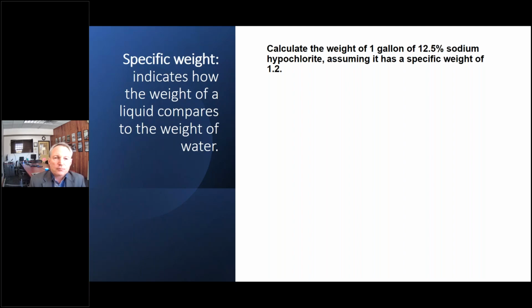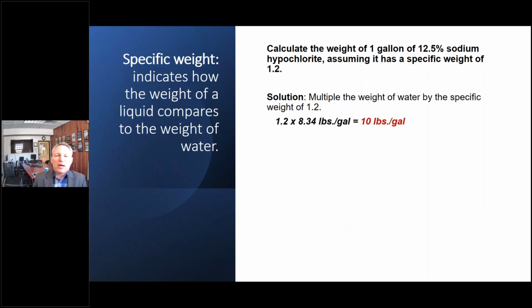So here's our problem. Calculate the weight of 1 gallon of 12.5% sodium hypochlorite, assuming it has a specific weight of 1.2. So first of all, we need to figure out how much that weighs. So let's look at that. The weight of water multiplied by 1.2. So 1.2 times 8.34 pounds per gallon gives us 10 pounds per gallon. So a gallon of this bleach, this 12.5% sodium hypochlorite with a specific weight of 1.2, actually weighs 10 pounds per gallon.